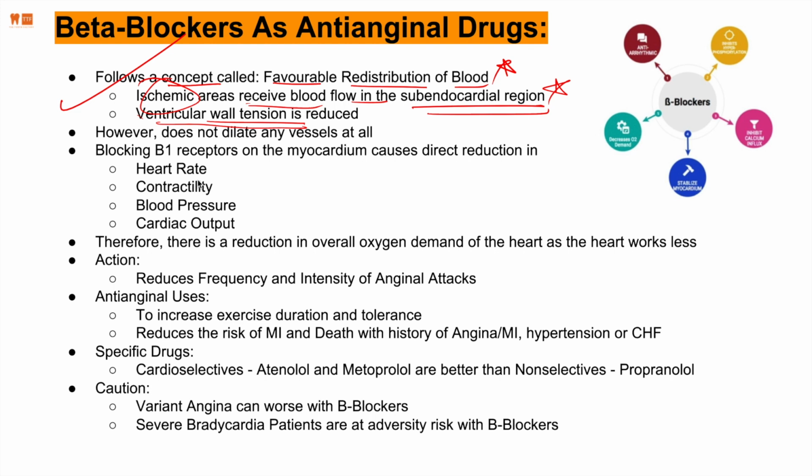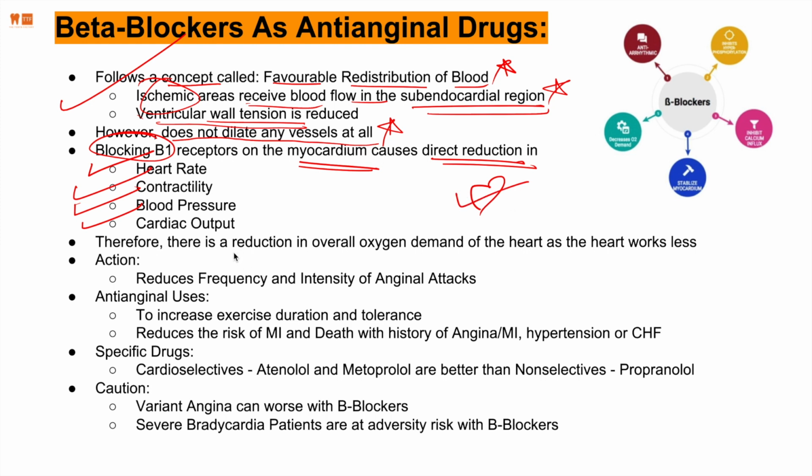Perfect. However, it does not dilate any vessel at all. Remember, it affects the beta 1 receptor. Guess where beta 1 receptors are? They're on the myocardium, on the heart. It causes direct reduction of heart rate, contractility, blood pressure, cardiac output, and so on. So remember, nitrates work on vessels: veins, arteries, capillaries. Beta blockers work on the heart.